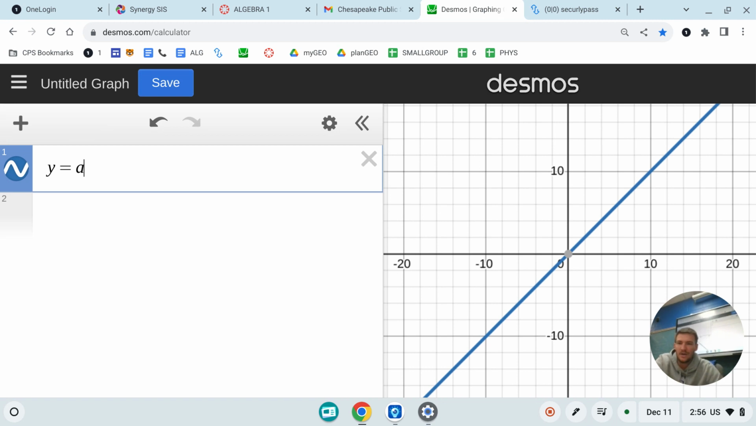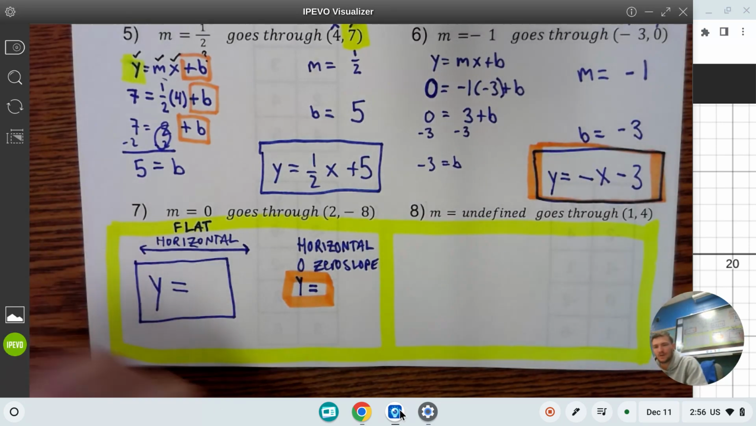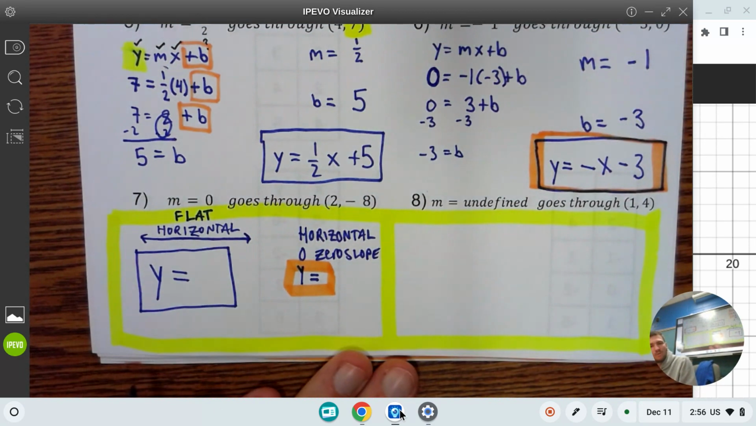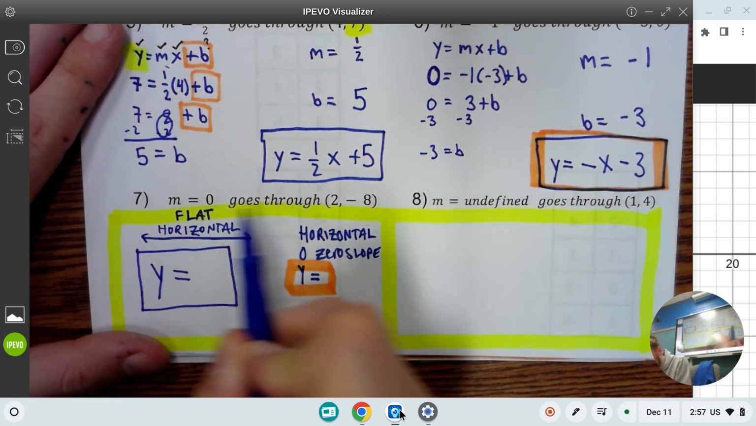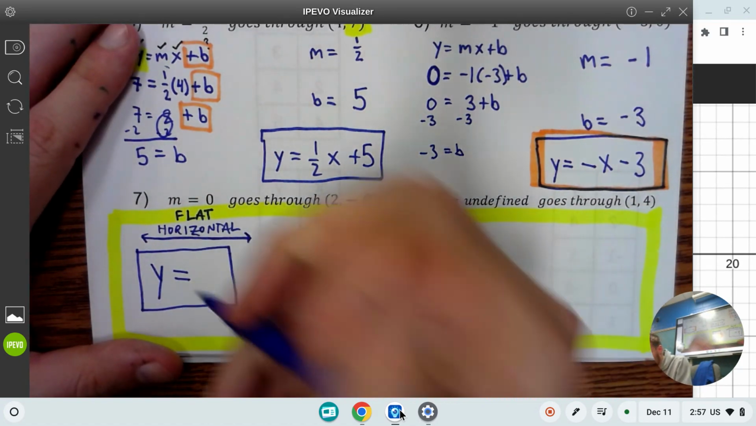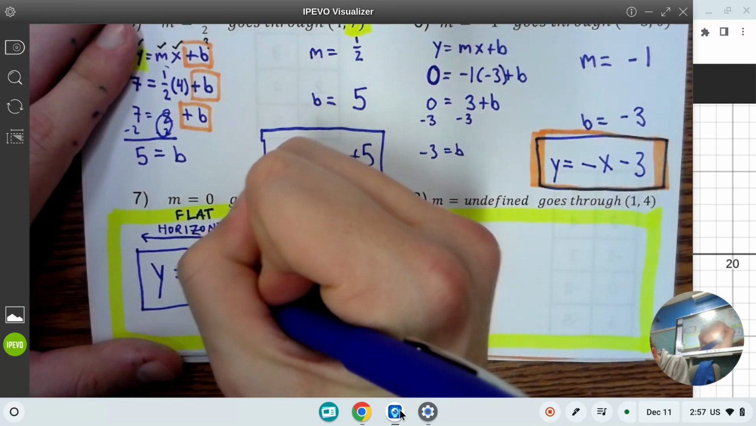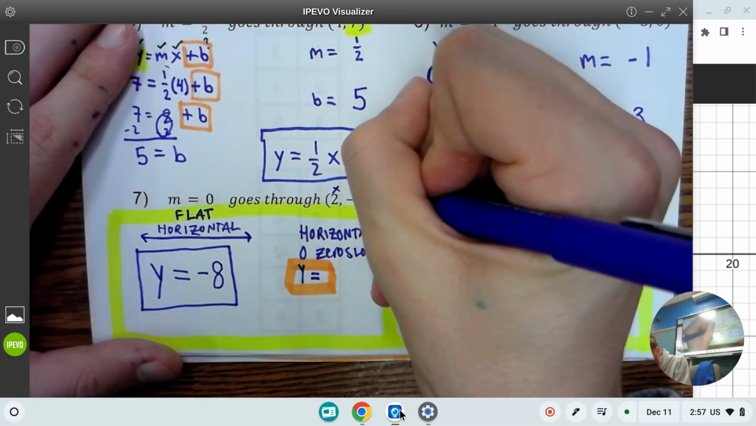I'll show you a trick. Y equals, let's use, come on. Maybe it's X. Desmos is being too smart for me. Sorry. Okay, we've got this. Y equals, we need just one number here. And if you look at all these numbers in the question, which one of these numbers is the y number? It is -8 because it goes x and then y.